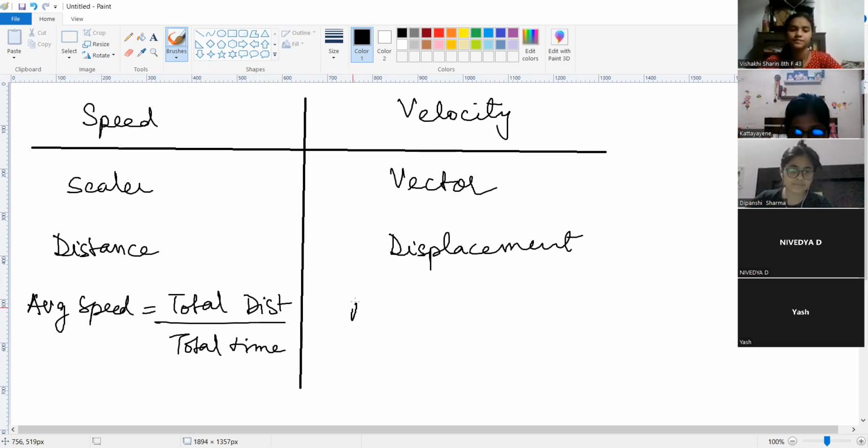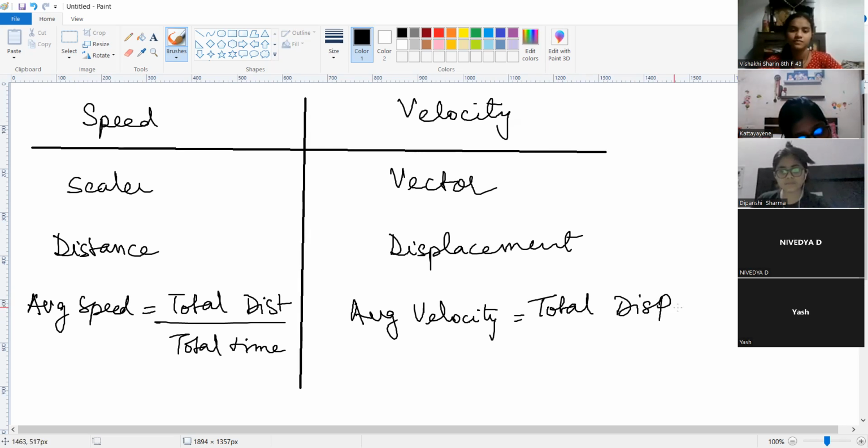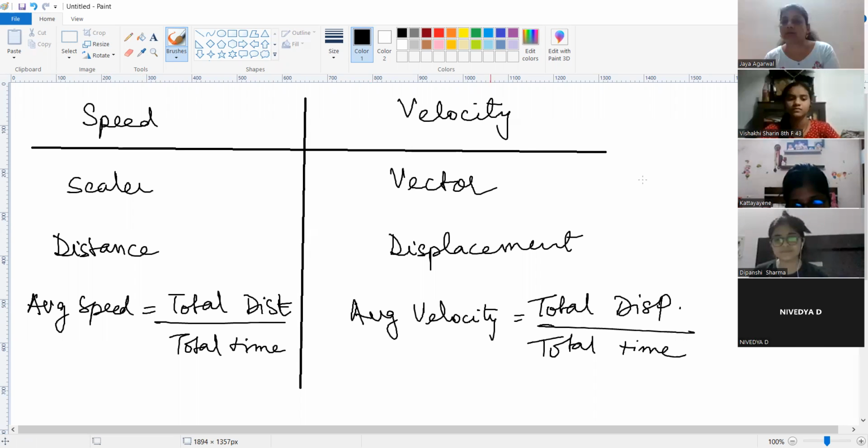Am I clear? What is average velocity? Total displacement upon total time. Displacement, D-I-S-P. Okay? Average speed is total distance upon total time. Why am I writing average velocity and average speed? You have just started reading this chapter in detail, so questions on average speed and average velocity also come. Based on that, I'm giving you the formulas for average speed and average velocity.